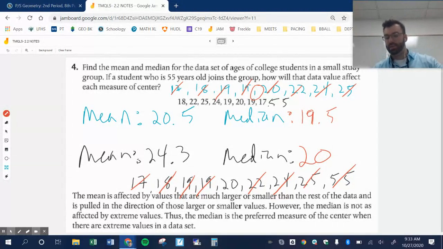Does it affect it? Yeah, the addition of a 55-year-old increases our mean, increases our average. And it doesn't really change the median much. It just goes up by a half, which kind of makes sense. But it does affect the average because it is so much higher than our other numbers.